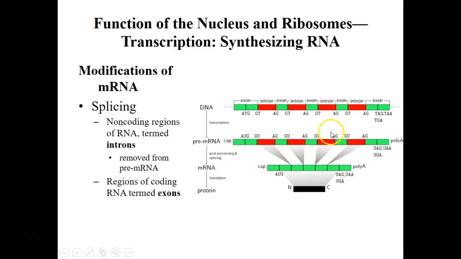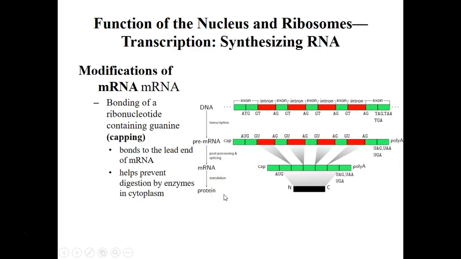But we have to add a poly A tail and a guanine cap. The guanine cap protects the messenger RNA. So in our cytoplasm, we have enzymes that will degrade DNA or messenger RNA. It'll degrade nucleotides or nucleic acids. So we add the guanine cap to prevent the nucleic acid from being digested too quickly. It will get digested, but it won't get digested so fast that we can't first translate it or produce the protein. So we do that.